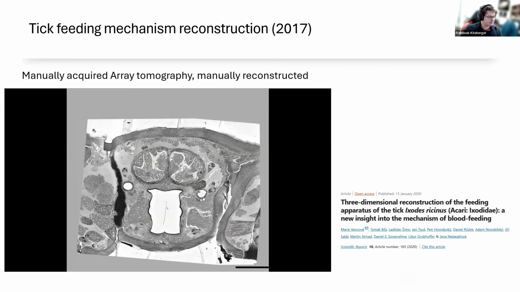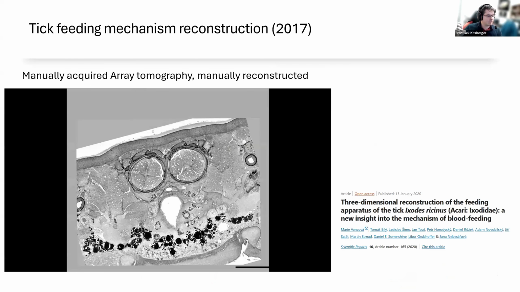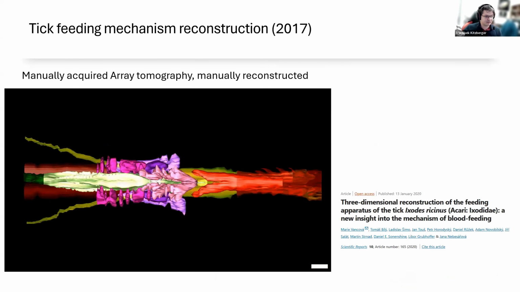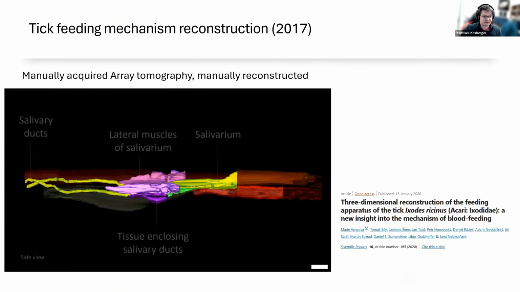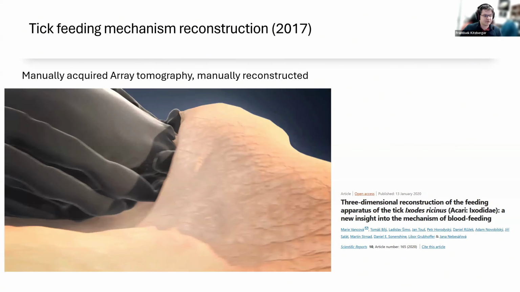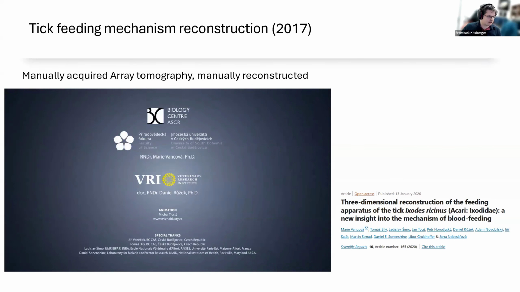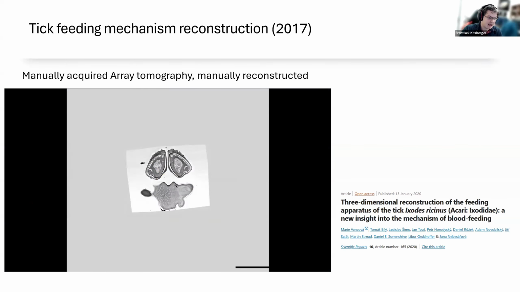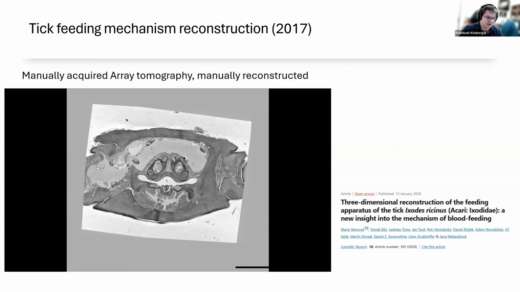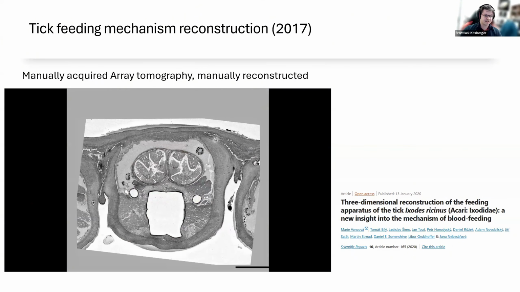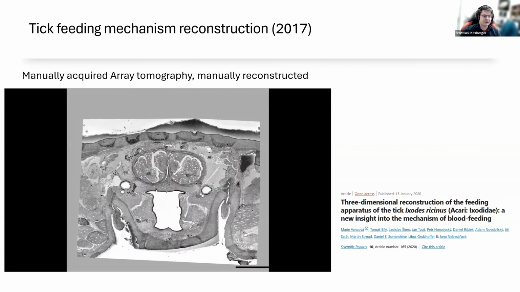It was manually acquired array tomography, without any specific software aid for the reconstruction, hand-drawn manually to reconstruct the feeding mechanism of the tick. From this, a moving model of the tick feeding was reconstructed. This is the oldest one I know about, from 2017. But now, of course, the pipelines look a little bit different.